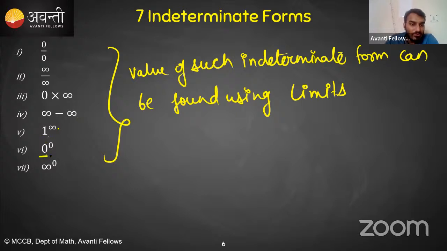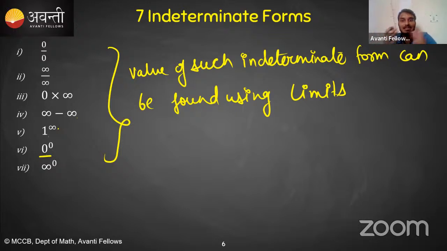See, why is 0 raised to the power 0 indeterminate? Because some people will say any number raised to the power 0 is 1, right? Any number raised to the power 0 is 1. But 0 raised to the power any number is also 0. So that's why it is indeterminate. Are you getting my point?